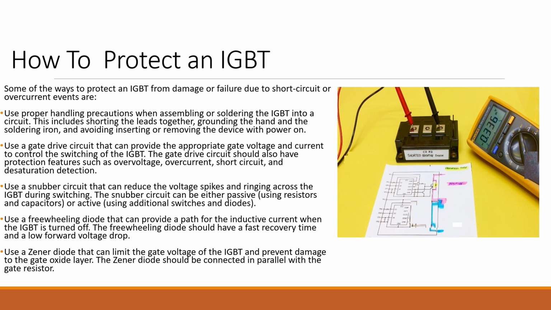Use a freewheeling diode that can provide a path for the inductive current when the IGBT is turned off. The freewheeling diode should have a fast recovery time and a low forward voltage drop. Use a Zener diode that can limit the gate voltage of the IGBT and prevent damage to the gate oxide layer. The Zener diode should be connected in parallel with the gate resistor.